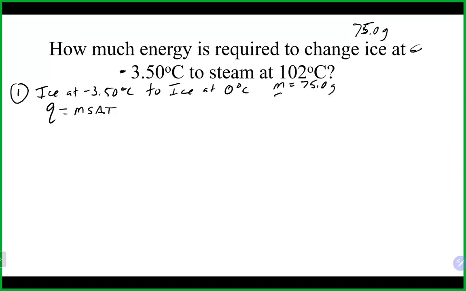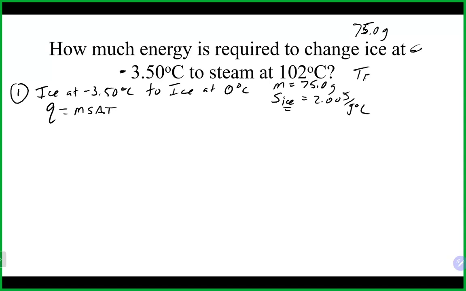We do need the specific heat capacity, but a reminder that we would not, in this case, want to use the 4.184 number, because that is actually for liquid water, and this is water in the solid state. So you would want to look up the specific heat capacity for ice. It's about 2 joules per gram per degree Celsius, and we'll use that number. Make sure that you look up the right number.